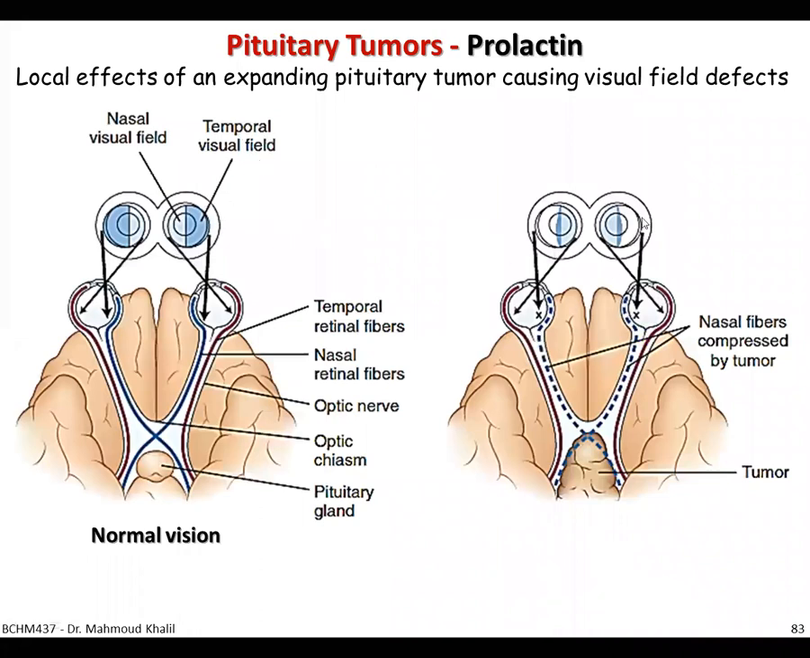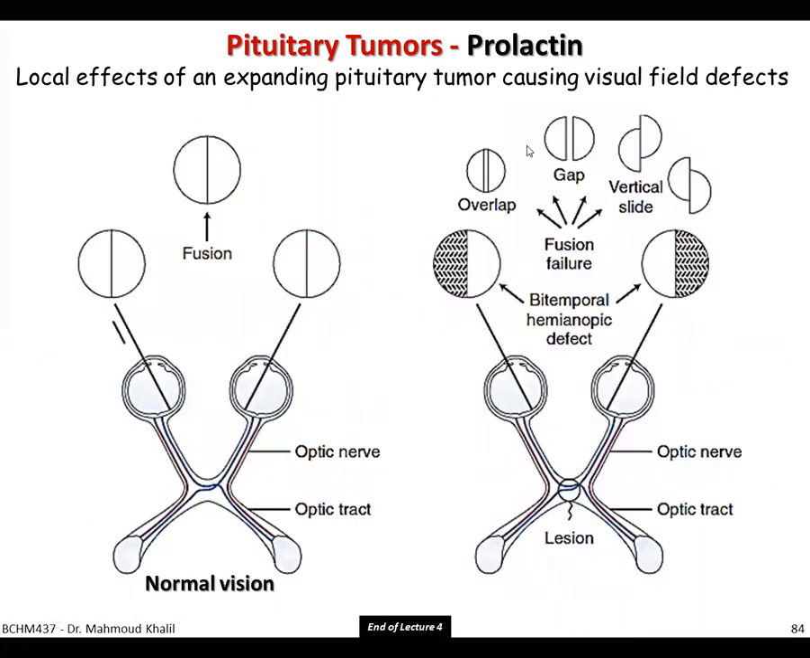As well, you can see the different types of vision that can result from fusion failure, because normally in normal individuals there is a fusion of the two visions of each eye into a single vision. But due to the presence of the tumor, it may cause different cases according to the severity of the pituitary tumor: either overlap, gap, or vertical sliding, and these are all fusion failure. The most common type is bitemporal hemianopic defect.